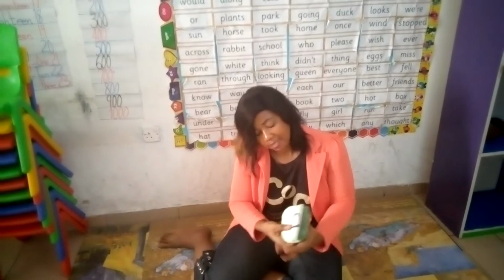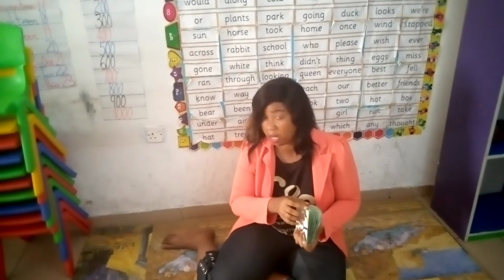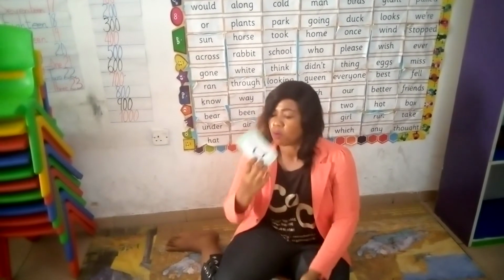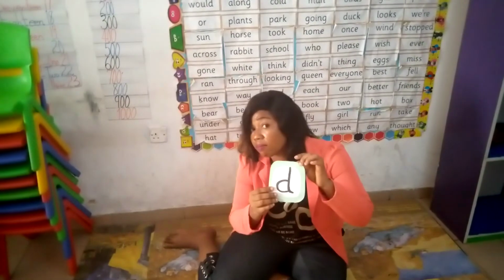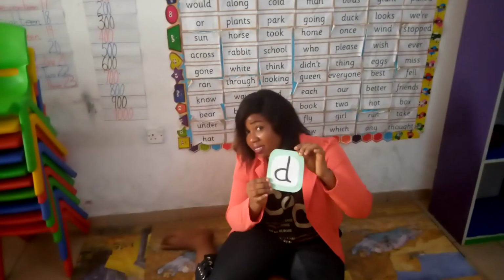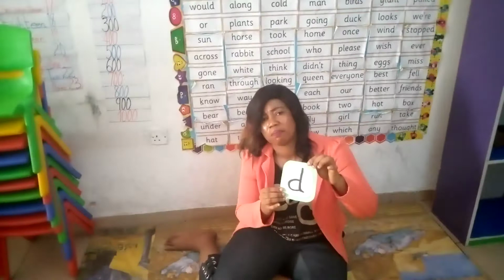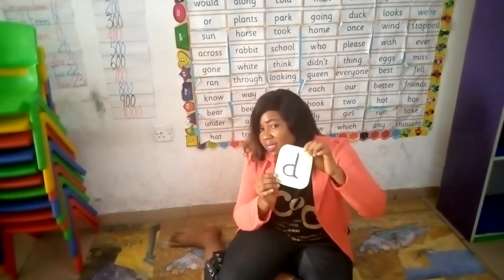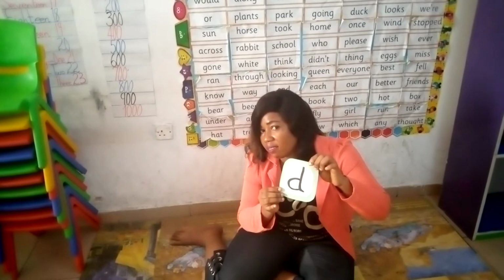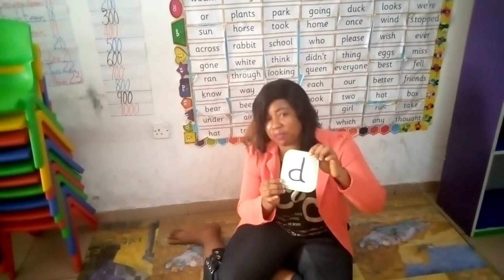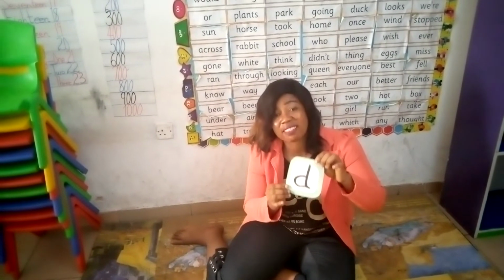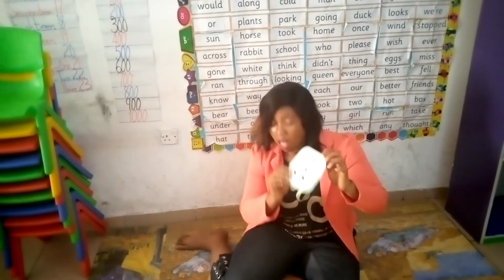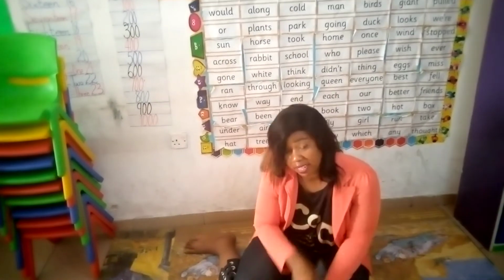Okay, so let's see if you're following up. What letter is this? Awesome. D. What does the D say? Beautiful. The D says D. Okay, let's check out another letter.